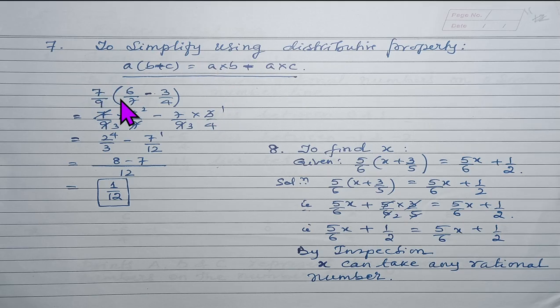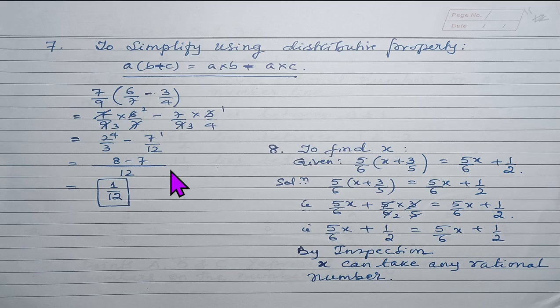Now we are given 7 by 9 in the bracket 6 by 7 minus 3 by 4. So multiply this A with B, that is 7 by 9 into 6 by 7, then minus sign, 7 by 9 into 3 by 4. Now simplify these two. We have 3 3s are 9, 3 2s are 6, 7 7s will cancel. We get 2 by 3, and here we get 7 by 12. Now denominators are different, make the denominator the same. The LCM is 12, and 3 4s are 12, 4 2s are 8, 12 1s are 12, 7, so 12 1s are 12, 7 1s are 7, 8 minus 7 is 1, 1 by 12. So the answer is 1 by 12.